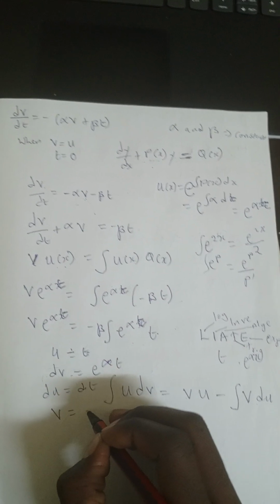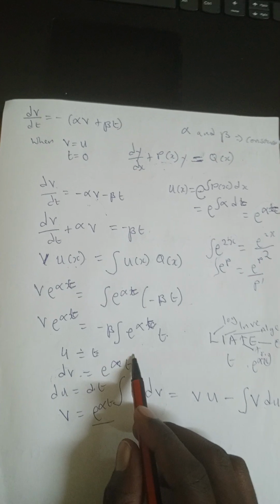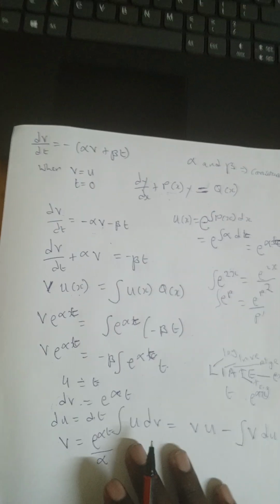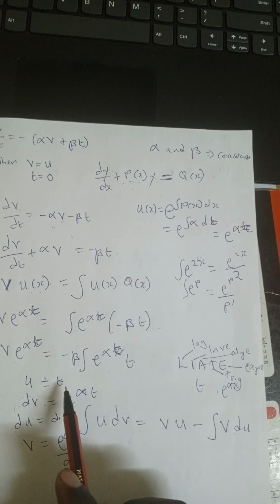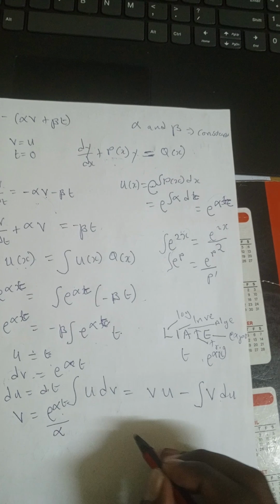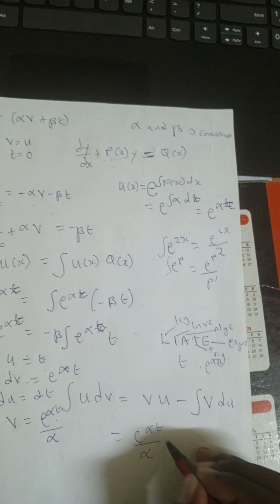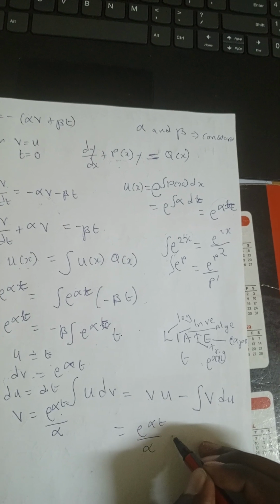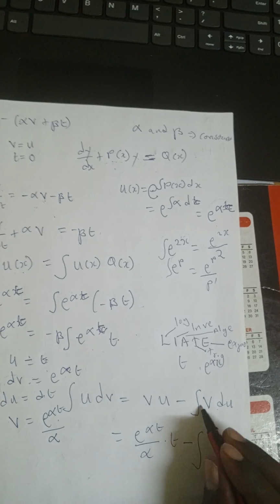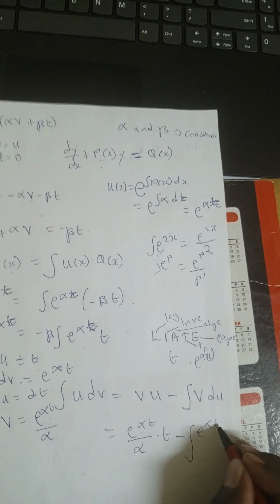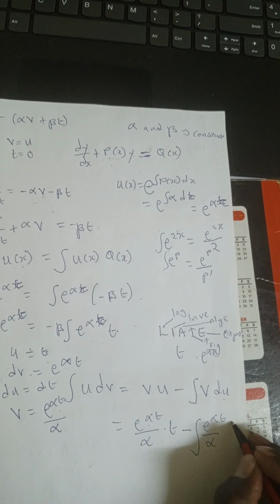That's the same thing we're going to use here. So we're going to write it the way it is, then divide it by the derivative. When we differentiate that with respect to t, we're going to get alpha. So this is our v, this is our du, this is our dv, this is our t. So what is our v? Our v is exponent alpha t over alpha. What is our u? Our u is t. Then we subtract it with our v, which is the same, then our du. Our du is dt.